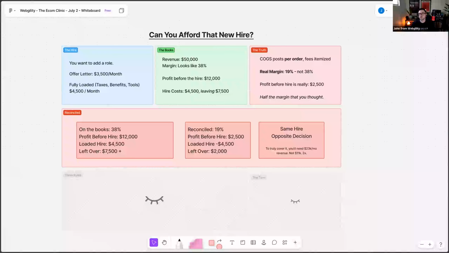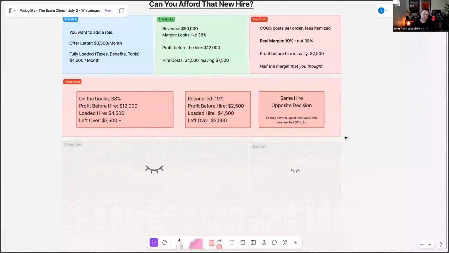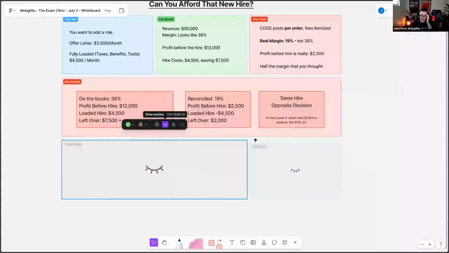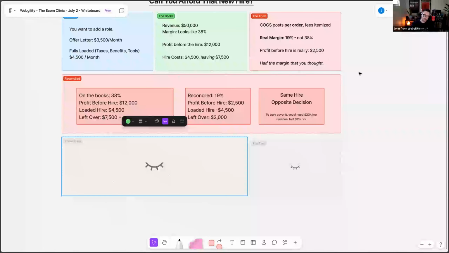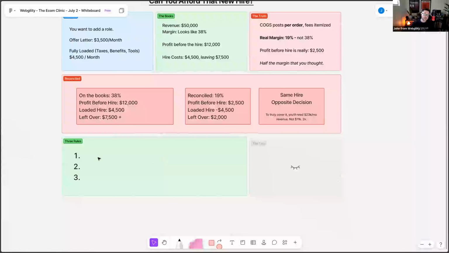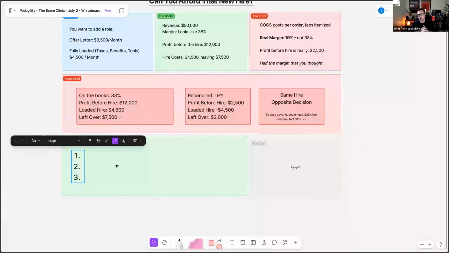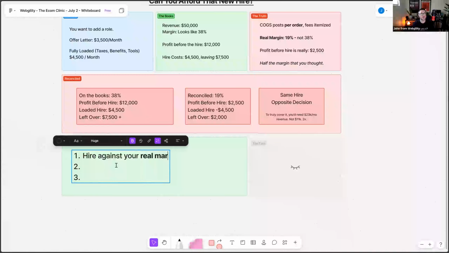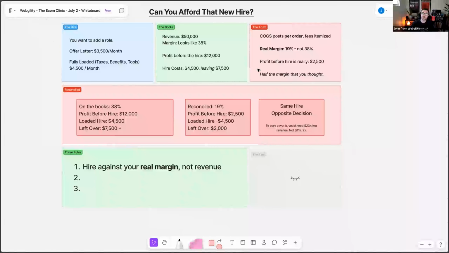So after you look at the reconciliation, you want to understand what the rules are. Because I can say, segment your fees and make sure your COGS are segmented inside of your books and everything will be fine. But we need to look at what the rules actually should be for this situation when you're reconciling, right? How do you come to these numbers? How do you come to these conclusions? So three rules here, which is: hire against your real margin, not revenue. Don't look at your revenue and expect that it's going to tell you the whole story when it comes to bringing somebody onto the organization.